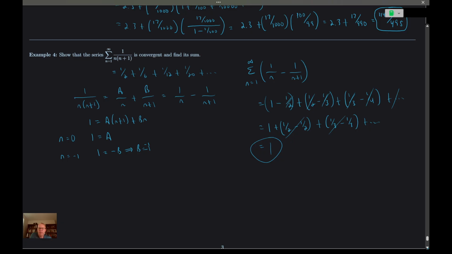So this is what's called a telescoping series. When you have, after a certain point, all the terms just cancel out, that's called a telescoping series, and it comes to a finite number.